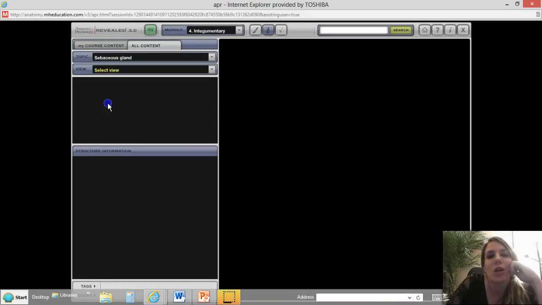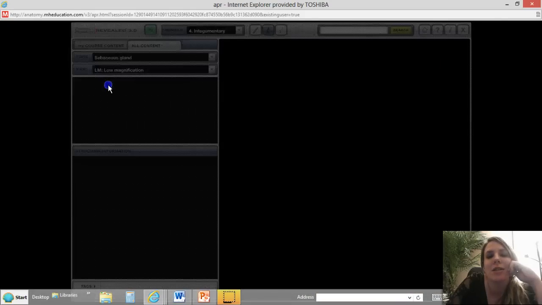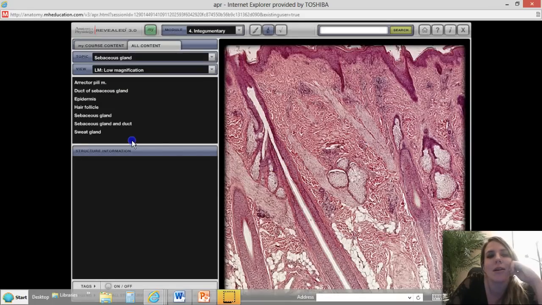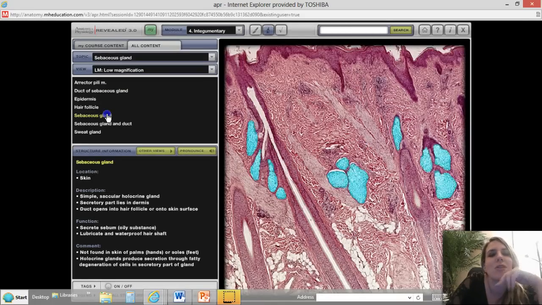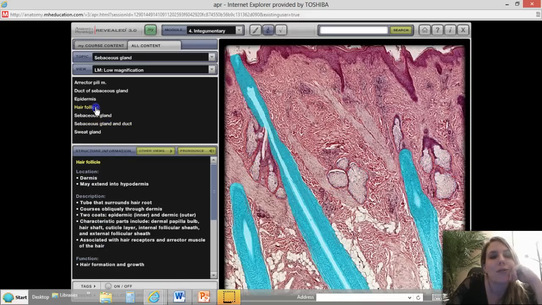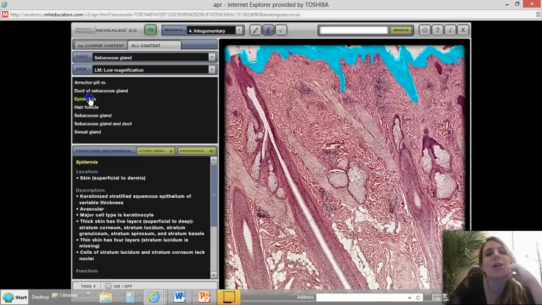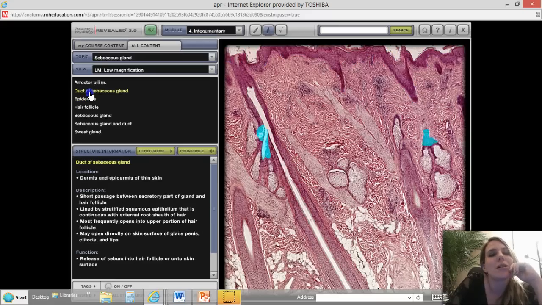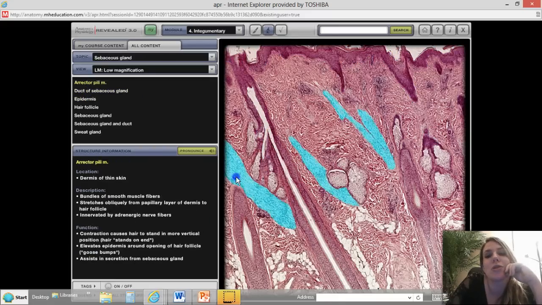Let's take a look at the sebaceous gland under low mag. Obviously, you guys know where the sebaceous glands are. They're right there, the ducts for them emptying into the hair follicle. Here's the hair follicle itself. Epidermis is up there. The ducts of the sebaceous glands, erector pili muscles.